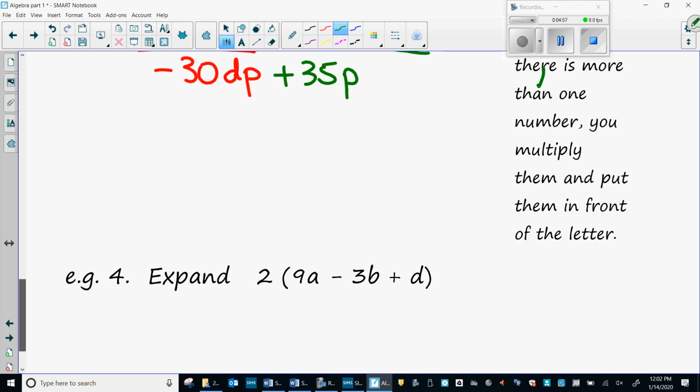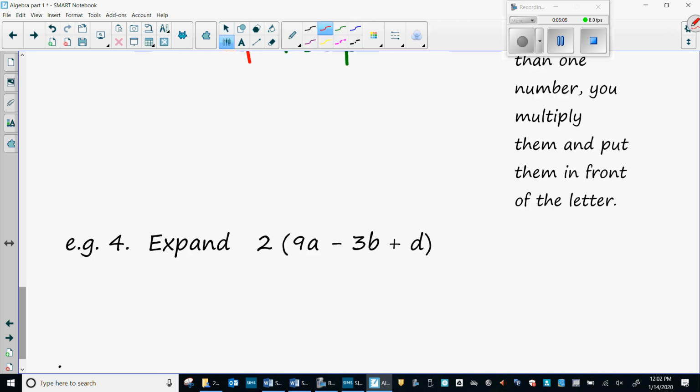Next one. You've got 3 terms inside the bracket. Does that change anything? No. Everything is still multiplied by the 2. So we've got 2 lots of 9a. What's that? 18a. We've got 2 lots of negative 3b. Negative 6b. And we've got 2 lots of d.